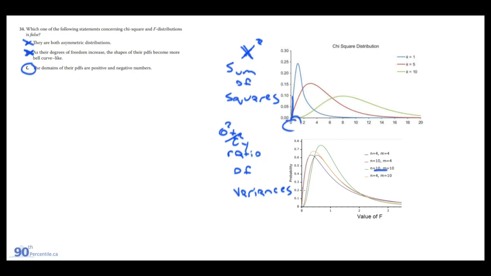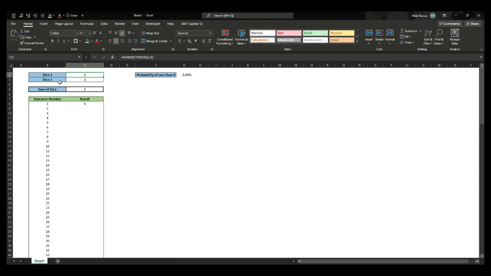They're bound by 0 in both cases. So this is false. Really quickly, before we go to the next questions, I just want to hop back into Excel quick.